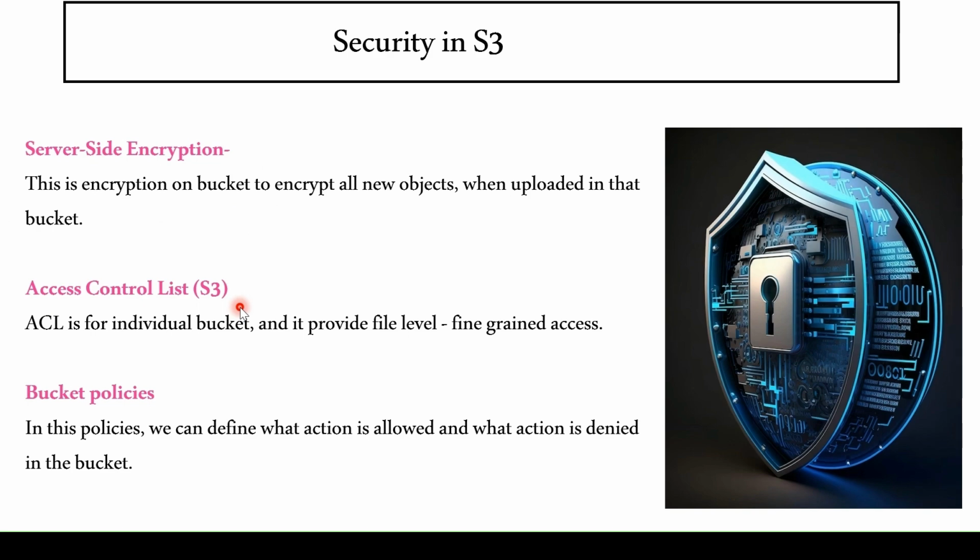And then we have access control lists. An access control list is for the individual buckets and it provides file-level access. In this access control list, it creates a list of the permissions, like what is allowed and what is denied. So we can give file-level permission to a particular user using an access control list.